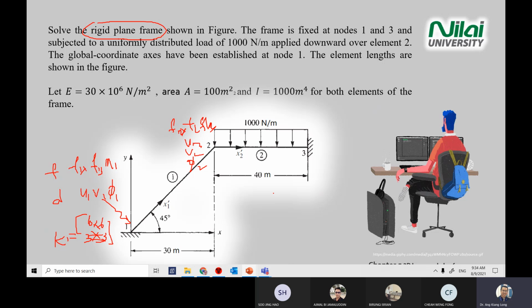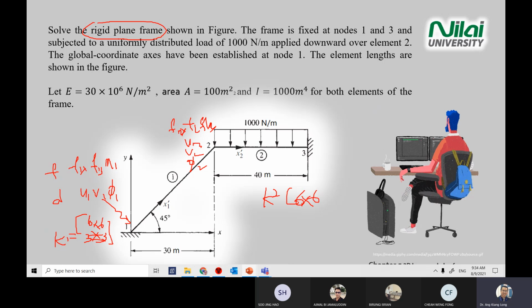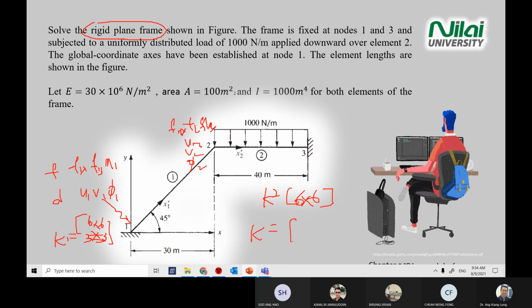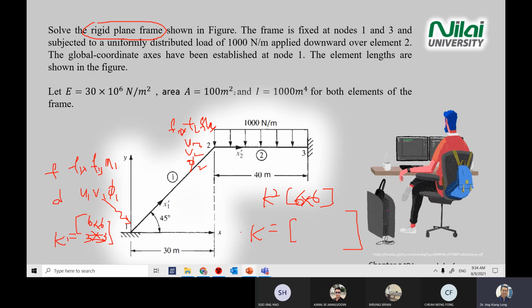Same for element 2, you have another K2. You have 6 times 6 also, because K2 connects point 2 and point 3. Each point gives you 3 unknowns, so 6 times 6. And you combine K1 and K2. The capital K, you're going to get what? Ashma, what is the K matrix in this problem? What is the structure of the K matrix if you combine all the points together? 9 times 9. Correct.